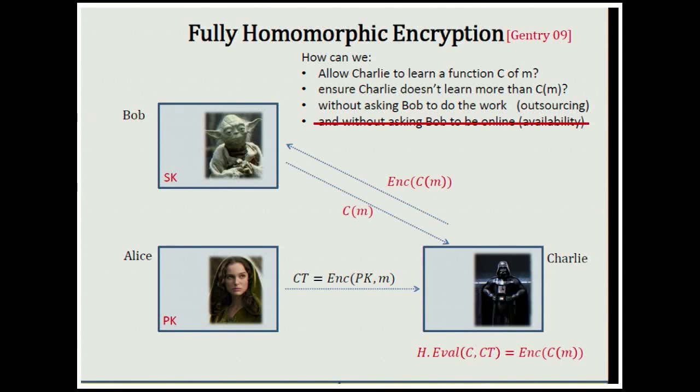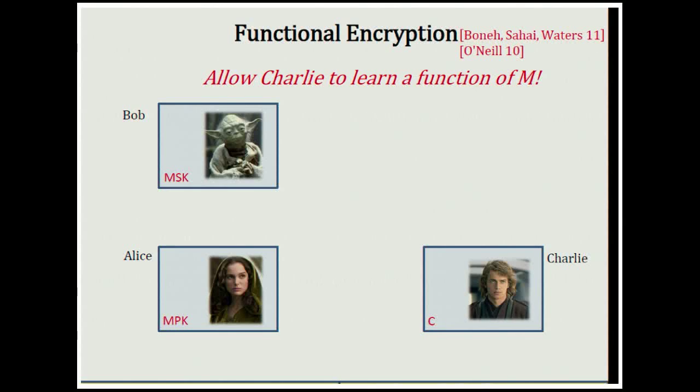Another solution you can think of, well, why not use fully homomorphic encryption? In particular, why not ask Charlie to compute an encryption of the output of the function, and send the ciphertext to Bob. Bob can now verify, decrypt, and send the result to Charlie. Now, functional encryption comes in to actually help us solve all of these problems.